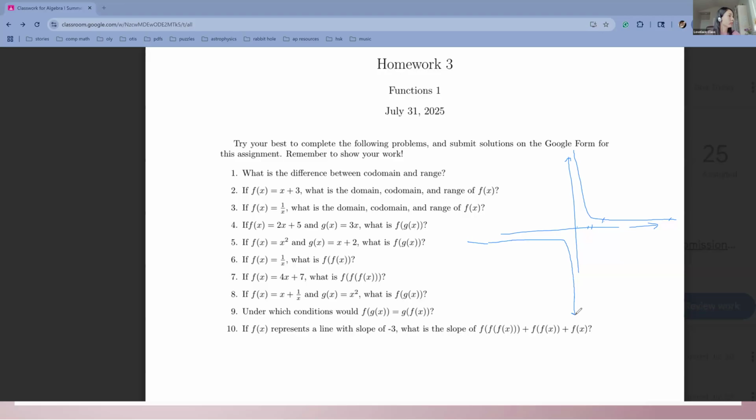But you have to note that no value of x will give f of x equals 0. So 0 is not part of the range of f of x. Does that make sense? So basically the domain and the codomain would both be all real numbers, but the range would be all real numbers except for 0. Yeah.